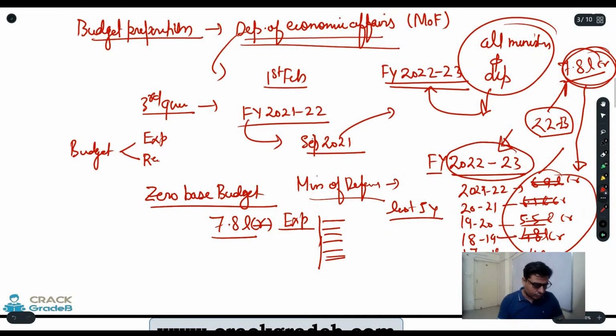Yes, but 1st of October. Sorry, I mentioned the 1st of September. It is 1st of October. So you have to mention all these detailed expenditures. So this is known as zero-based budget.